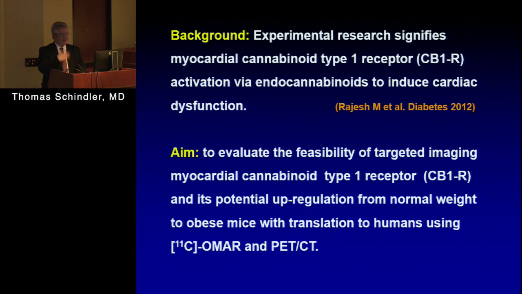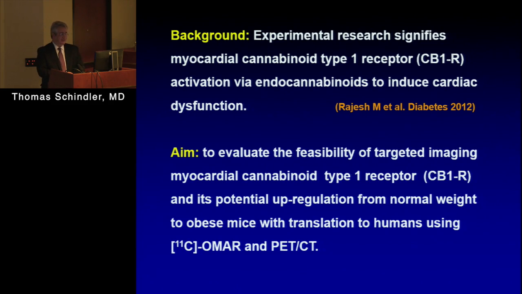And we had just discussed that endocannabinoids are released in patients with obese tissue. So the obese tissue, adipose tissue, is an active tissue. It's not just passive. And so my idea was that if you have an increase in plasma endocannabinoids, why shouldn't there be an increase in CB1 receptors in the myocardium?